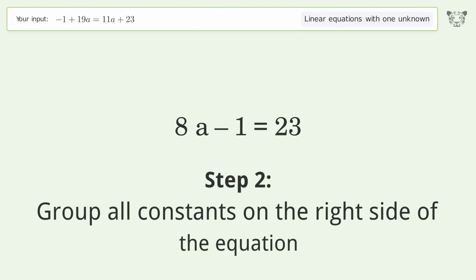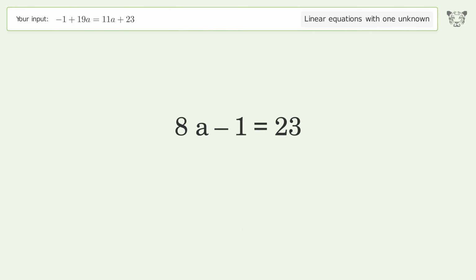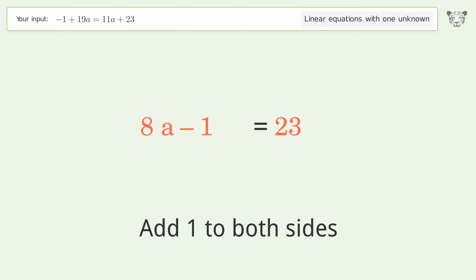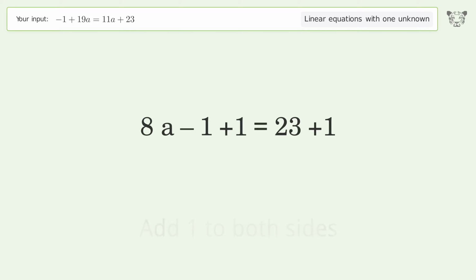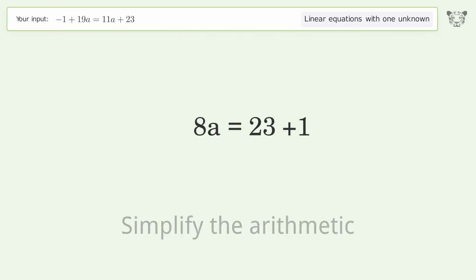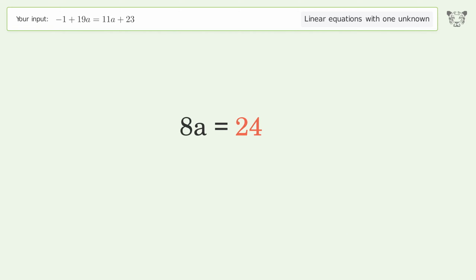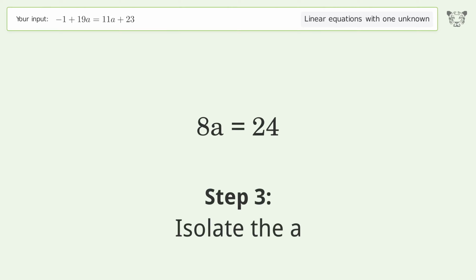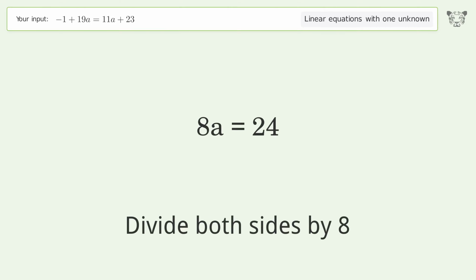Group all constants on the right side of the equation. Add 1 to both sides. Simplify the arithmetic. Isolate the a. Divide both sides by 8.